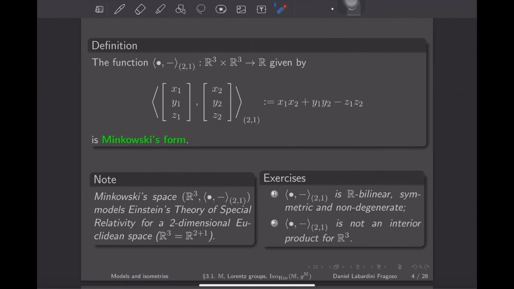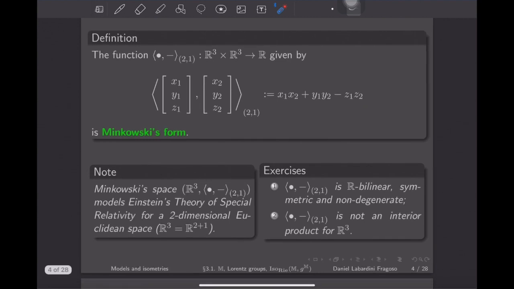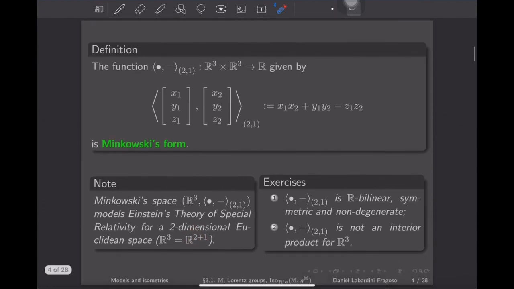Now, a comment is that actually with this one can model the special theory of relativity. Kind of when one sees R3 as the space-time, but with two-dimensional space. Right, actually, there is some story which I read somewhere, but I don't quite remember where. So now I'm not sure if it's true or not, because I don't remember where I read it.